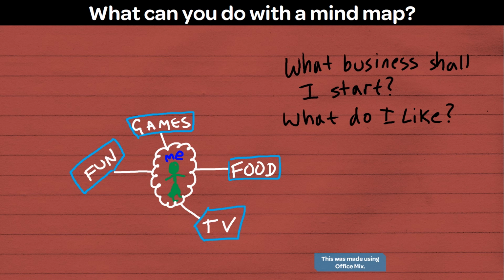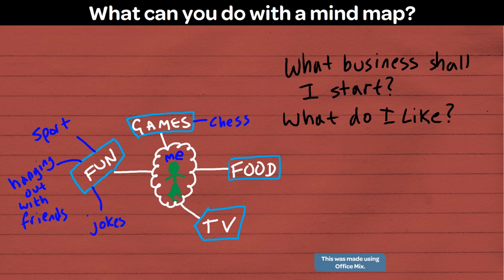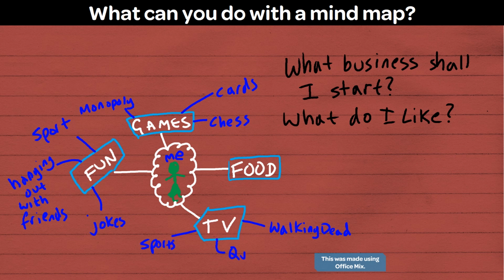So what do I like to do for fun? Sport, hanging out with my friends, jokes. What kind of games do I like? Chess, card games, Monopoly. What TV do I watch? Walking Dead, sports on TV. Quiz shows. What food do I like? Coffee, cakes, vegan food. Okay, how can I put these together into an idea?